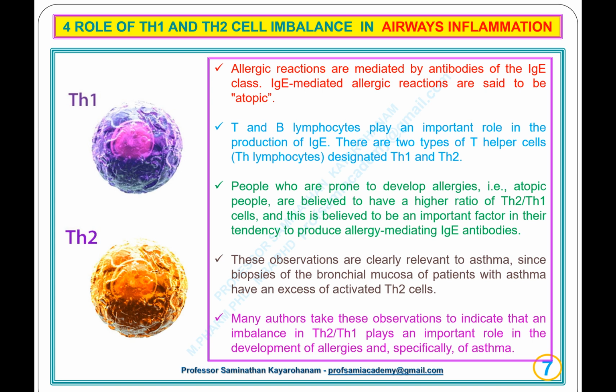People who are prone to develop allergies, that is, atopic people, are believed to have a higher ratio of Th2 to Th1 cells, and this is believed to be an important factor in their tendency to produce allergy-mediating IgE antibodies. These observations are clearly relevant to asthma since biopsies of the bronchial mucosa of patients with asthma have an excess of activated Th2 cells. Many authors take these observations to indicate that an imbalance in Th2 and Th1 plays an important role in the development of allergies and, specifically, asthma.